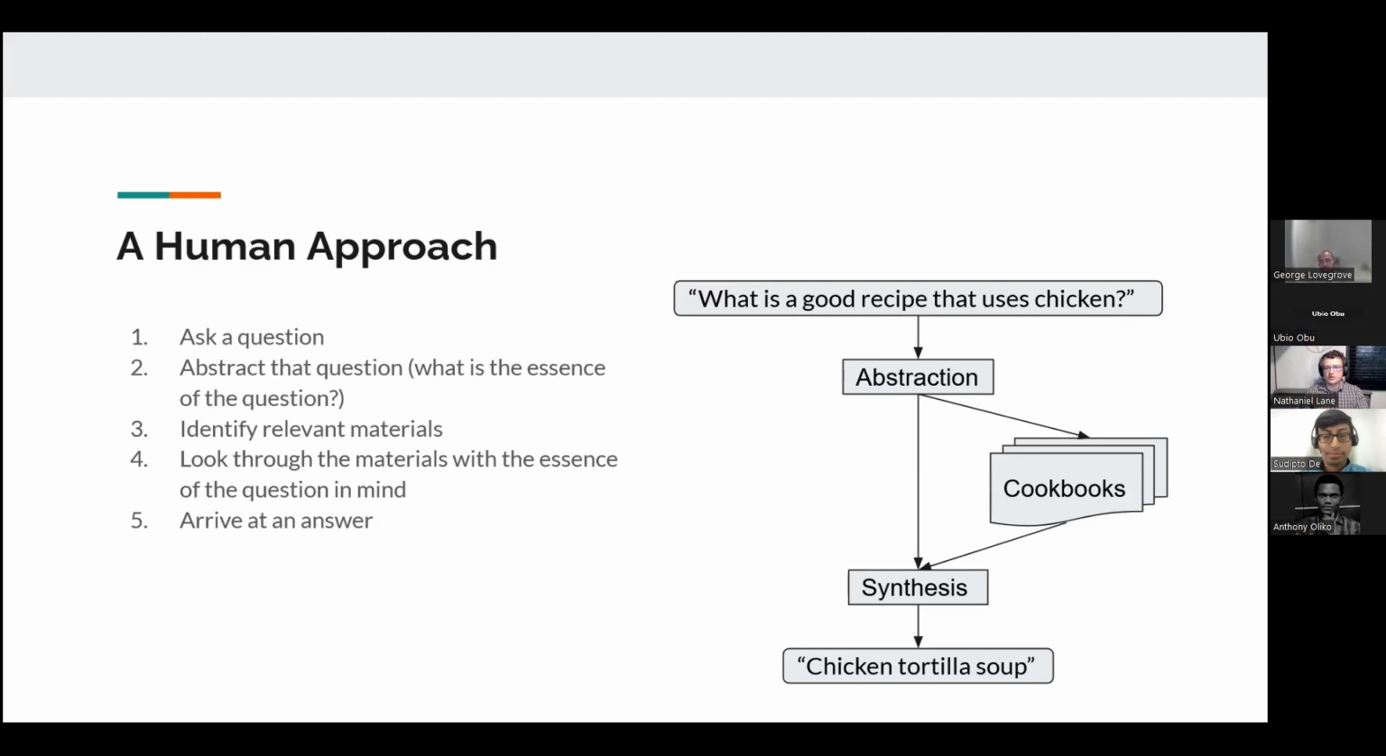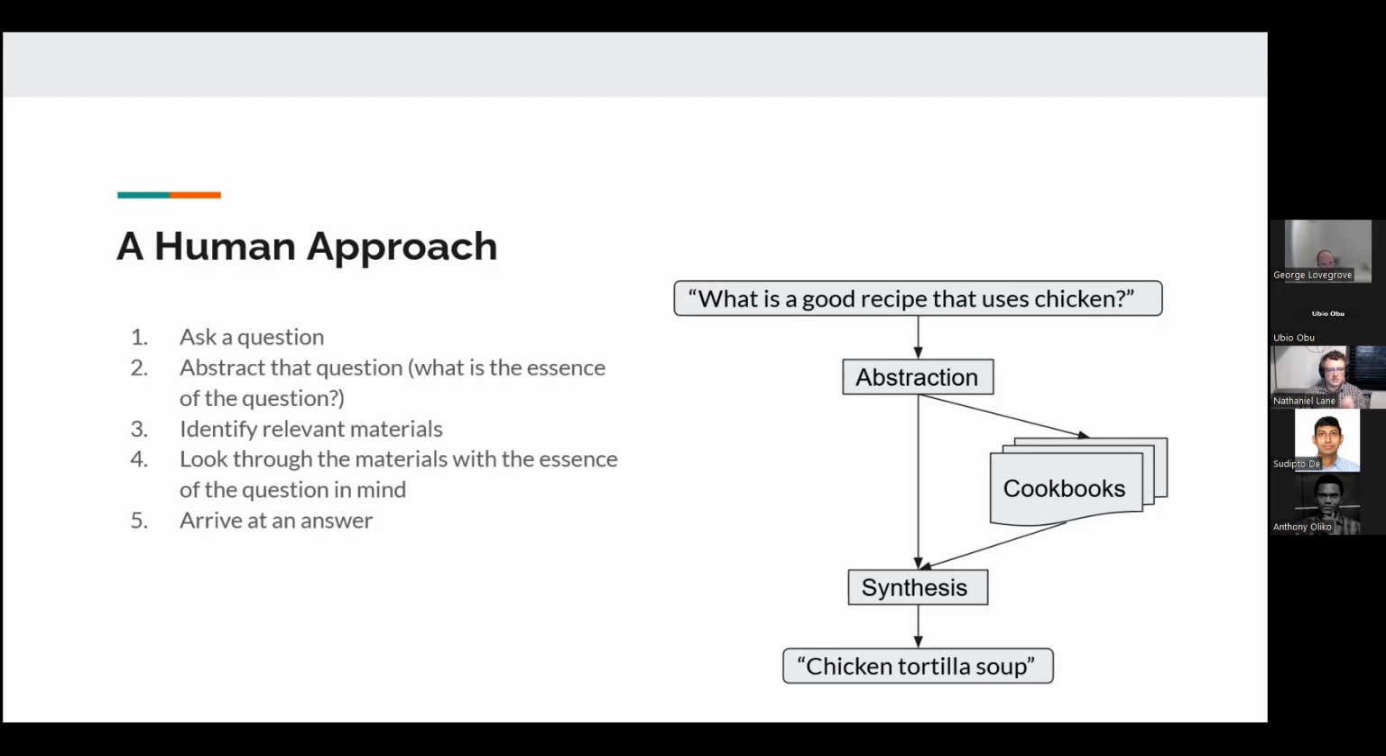So over here, I have an example of kind of a workflow that might apply. So if we are asking the question, what is a good recipe that uses chicken? Then we might abstract that and say, okay, I'm trying to identify a recipe. It needs to have chicken. Those are the important elements.